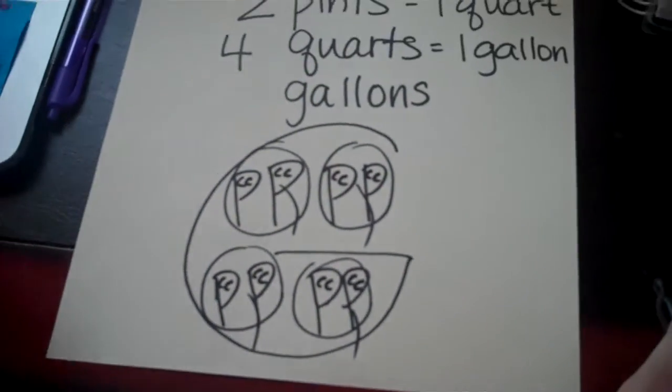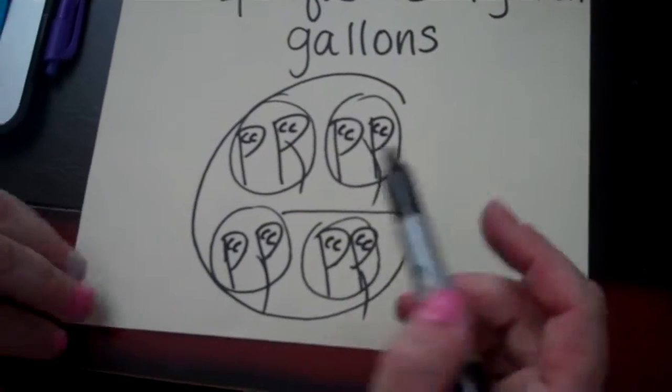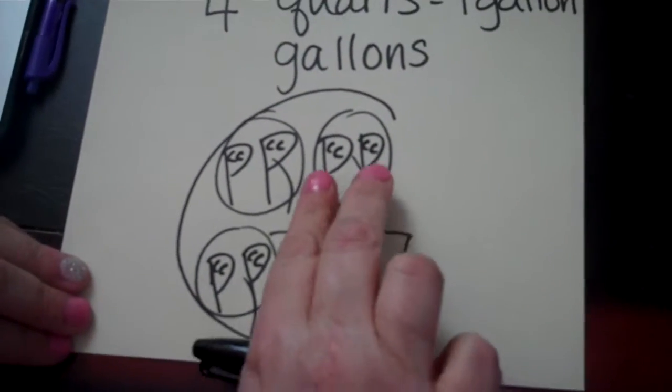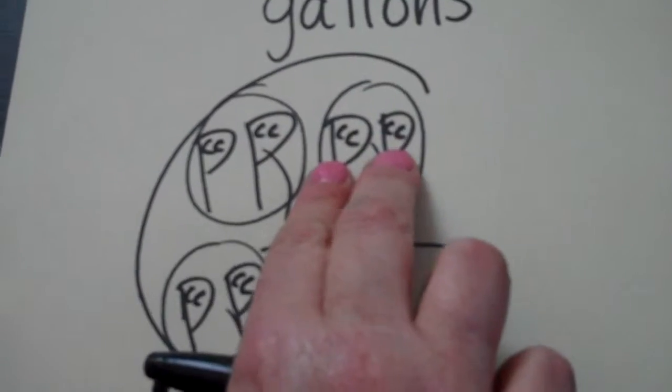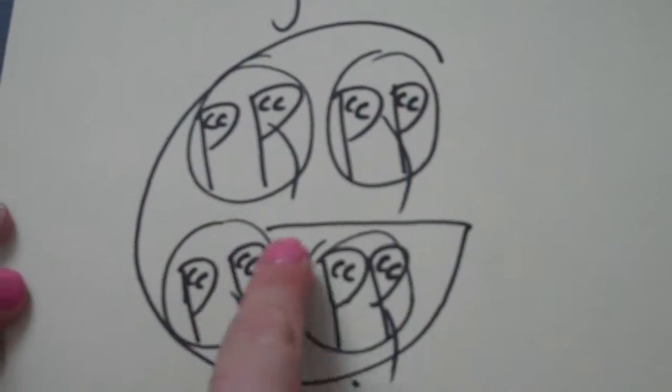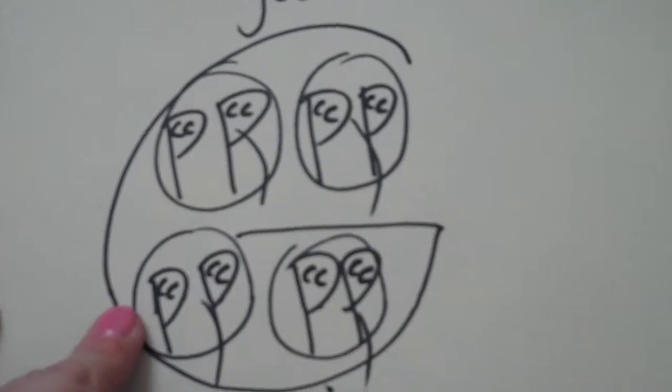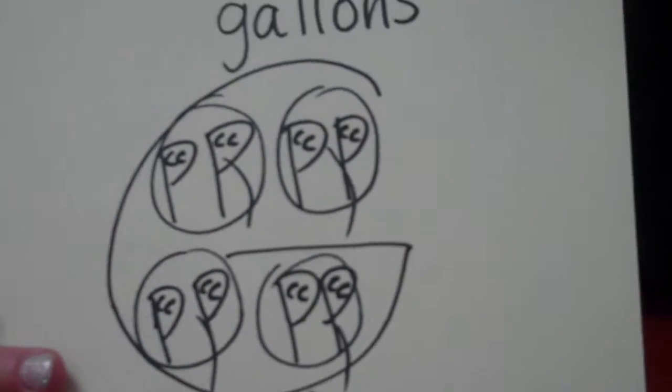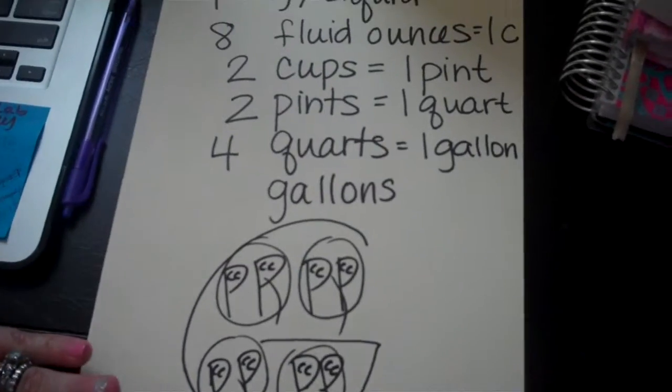And then you can have a great visual to determine that there are 2 cups in a pint, there are 4 cups in a quart, there are 2, 4, 6, 8, 10, 12, 14, 16 cups in a gallon, and you can use this to help you determine some conversions when we get to that in a minute.